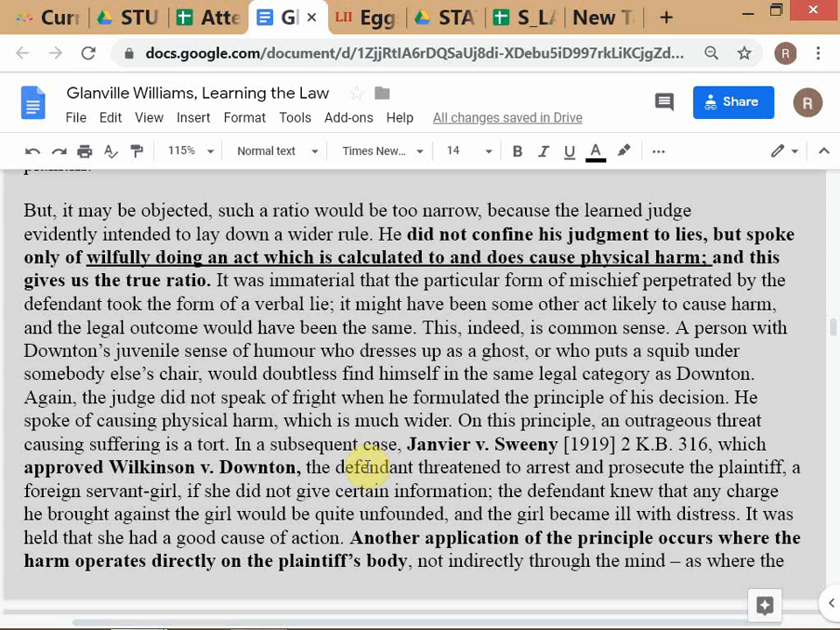Is this clear? Are you following this idea of general and particular? That lying is one type of act, but there could be other types of acts which cause harm, but which are not lying, which don't represent lying. Is this clear? Yeah. Okay, so this is what he's saying.